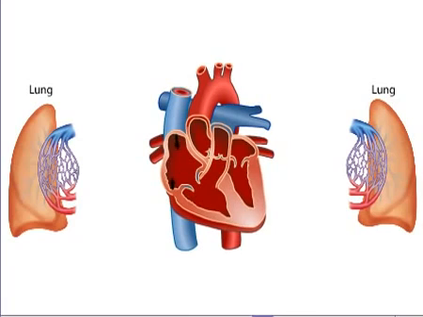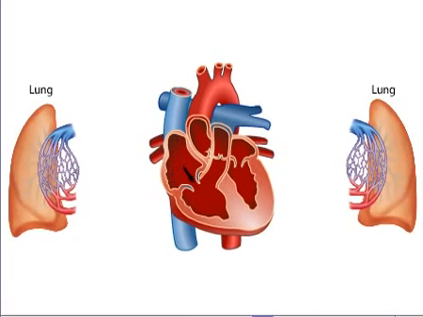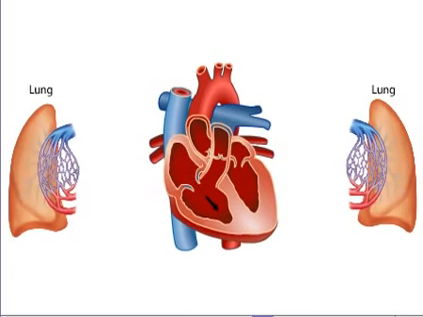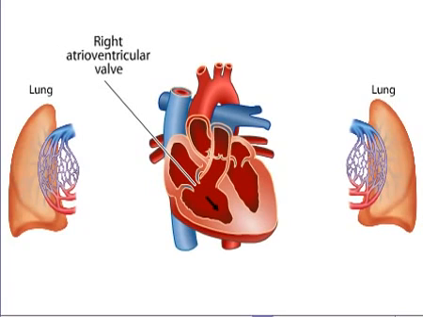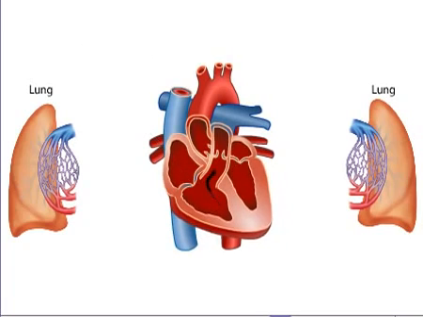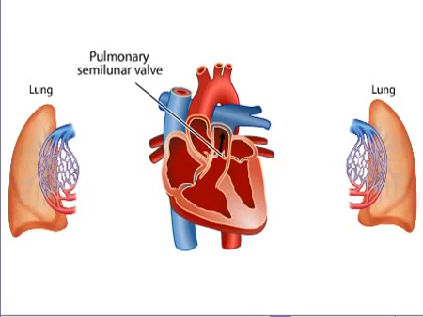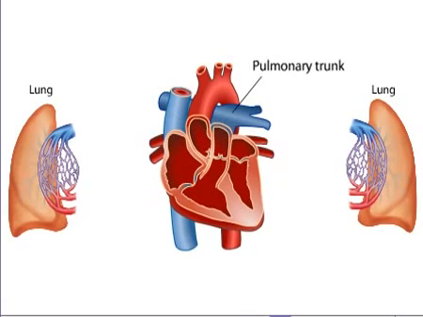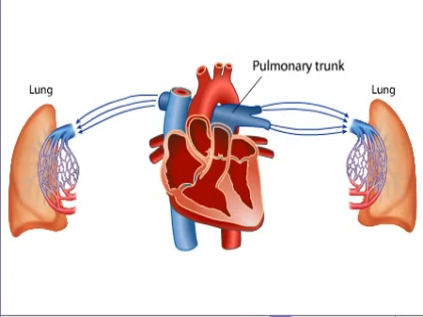Blood passes from the right atrium into the right ventricle through a one-way valve, the right atrioventricular valve, also known as the tricuspid valve. Blood passes out of the contracting right ventricle through a second valve, the pulmonary semilunar valve, into a single pulmonary artery, sometimes called the pulmonary trunk, which subsequently branches into arteries that carry deoxygenated blood to the lungs.